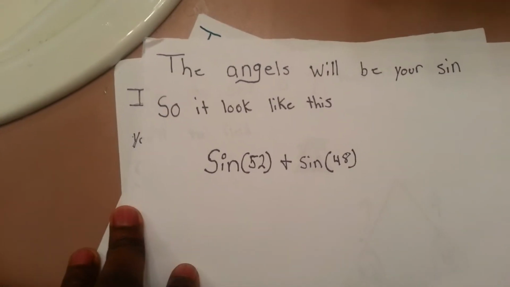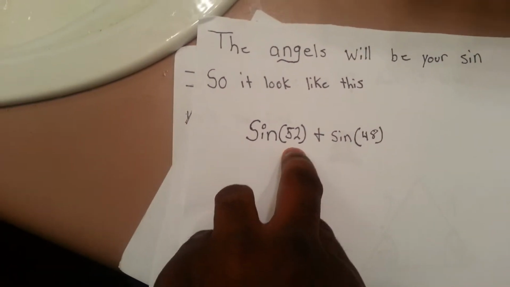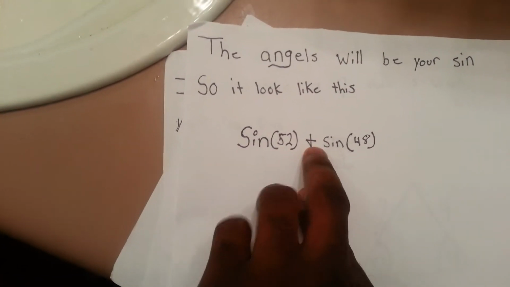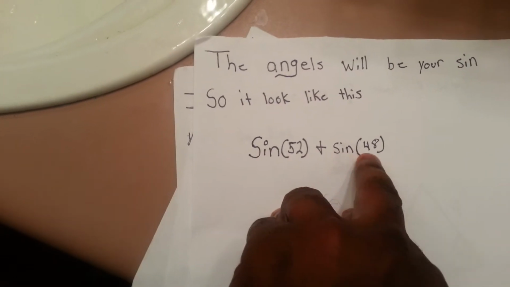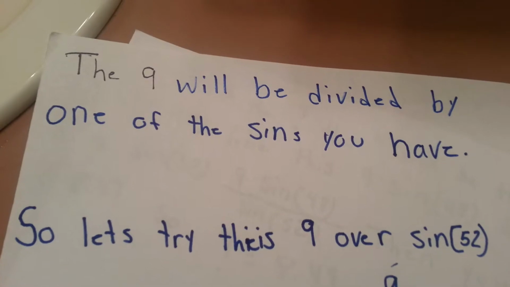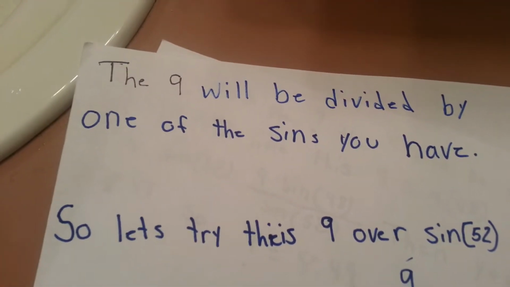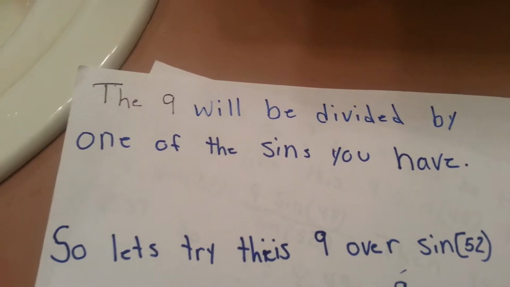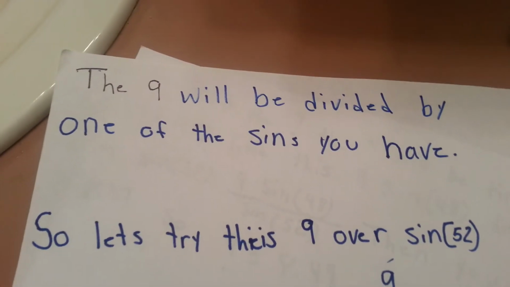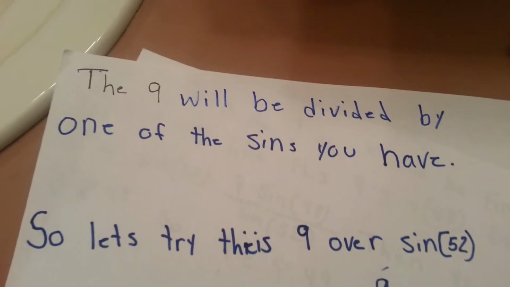Bam. Your angles will always go as your sines, because we know what they are. So they go as your sine, as in the sin 52 and the sin 48. Okay? That's how that goes. That's your angles. And you'll see the 9 will be divided by one of your side numbers that you have, depending on what side it has and stuff like that. So be careful with it.